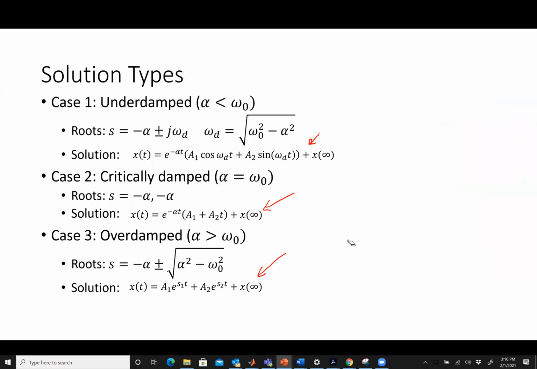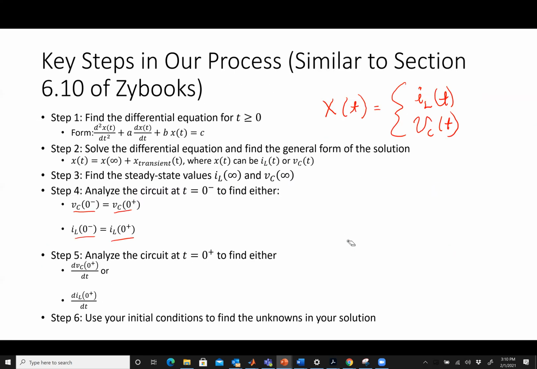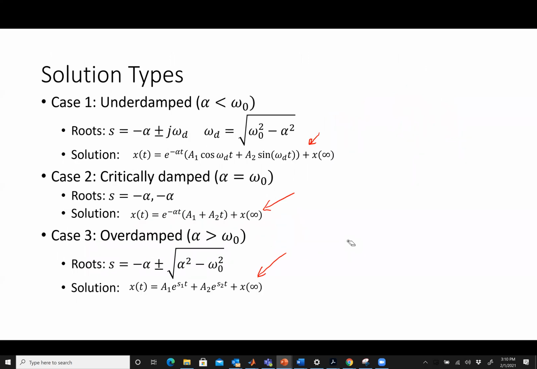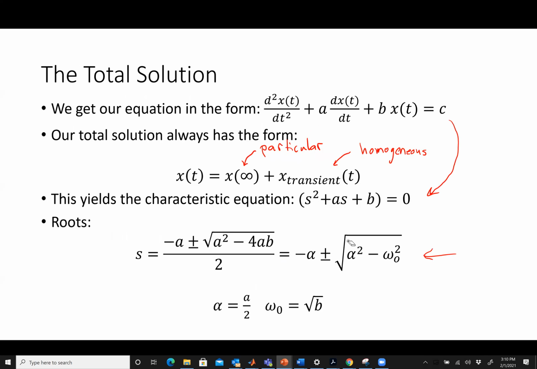So basically what I do is I go back to my forms here. My solution types are the 3 ones that I've given here: underdamped, critically damped, or overdamped. Underdamped is where alpha is less than omega naught, and overdamped is where alpha is greater than omega naught. What that's doing is looking at the roots of that characteristic equation and trying to figure out, well, is the value under that radical negative or positive? That's basically what we're checking.